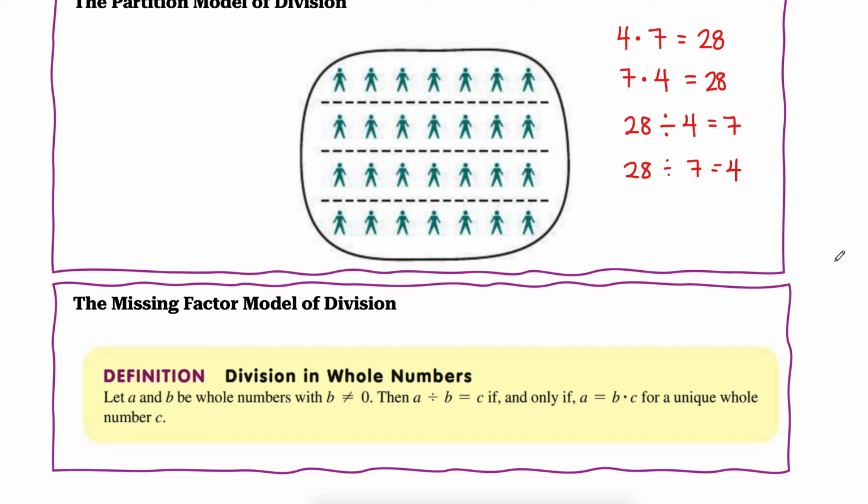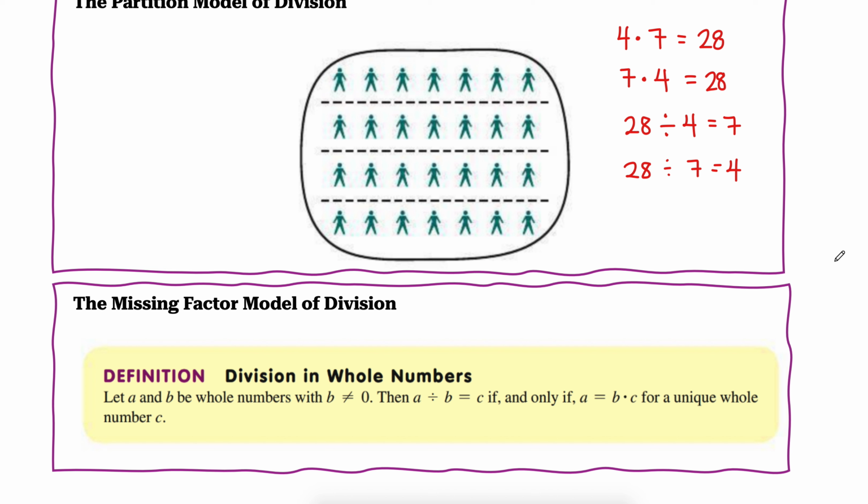A divided by B equals C if and only if we can rewrite this as multiplication: A equals B times C for a unique whole number C. That word unique is important. This only works if there's one number that is going to be our quotient. For instance, I can't say 28 divided by 4 could be 7, but it could also be 6, or maybe it's 8 some days. There's one answer there. There's no guessing in this.